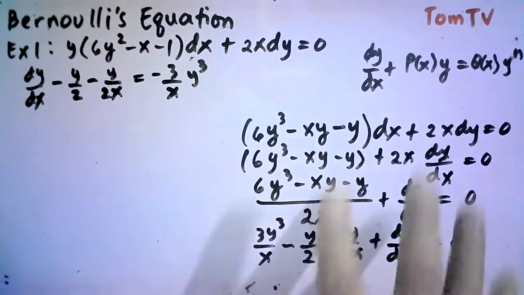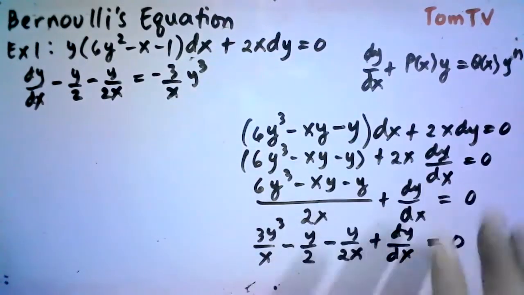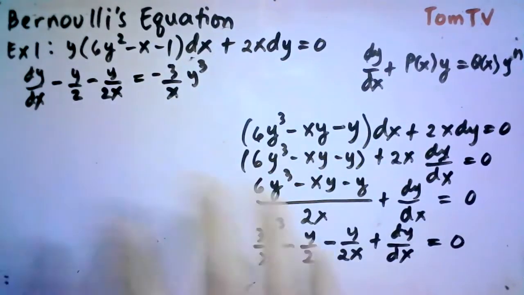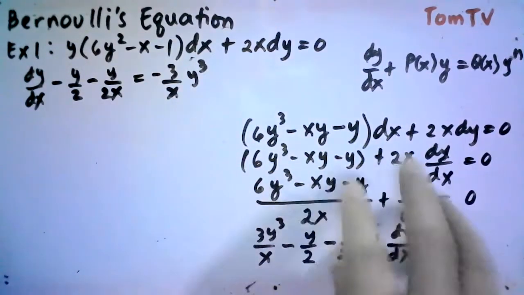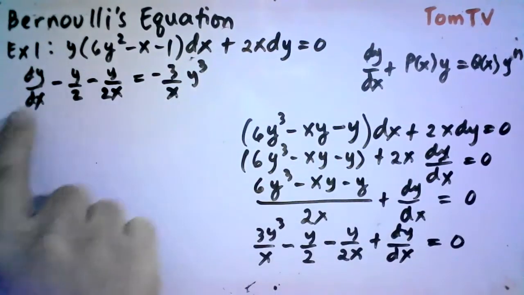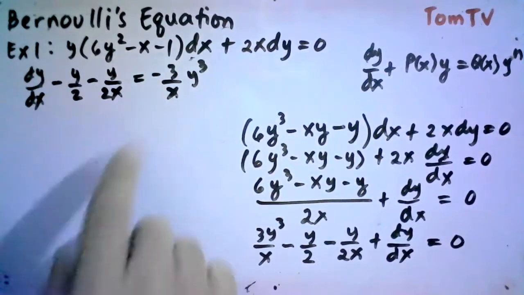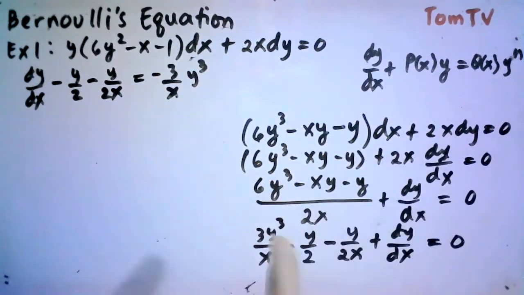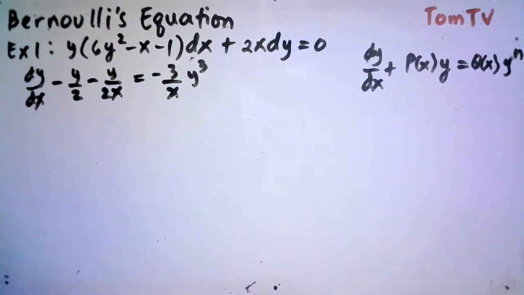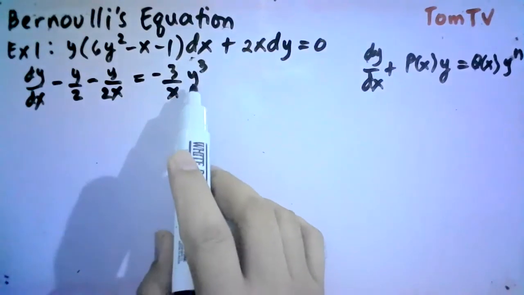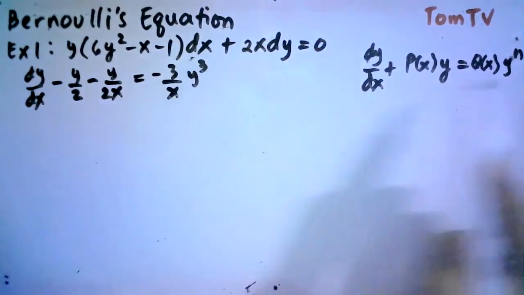This time I will erase this one, because my space is limited. At least I already explained how we arrive at this equation, which is coming from this one. So I will erase this part. This time we have y raised to 3 as our y to the n.